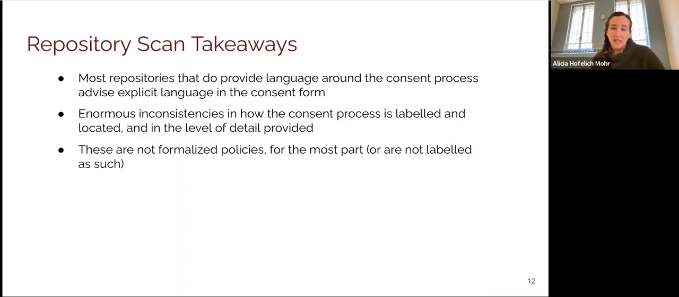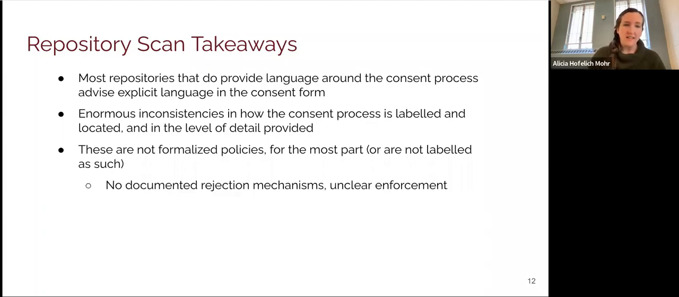Most of these were not formalized policies, so it was unclear whether the repository had a policy of requiring consent or evaluating consent. Some of them were under guidelines or just best practices. And the real key here is that there wasn't really clearly documented rejection mechanisms or unclear enforcement. So what would a repository do if they got a consent form that had restricted language, or what would they do or recommend if someone wasn't able to produce or didn't explicitly say that data would be shared?